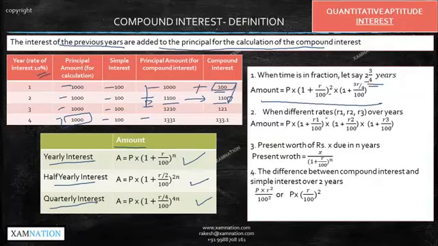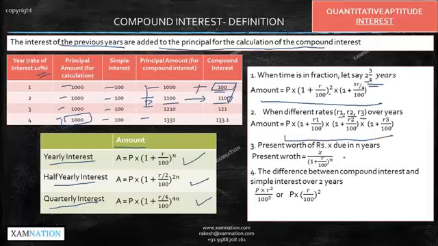And sometimes there is a different rate charged over different years. Let's say for the first year the lender is charging R1, second year he is charging R2, third year he is charging R3. So basically the amount becomes P into 1 plus R1 upon 100, which is only for the first year, then 1 plus R2 upon 100, similarly 1 plus R3 upon 100. So this becomes the amount.